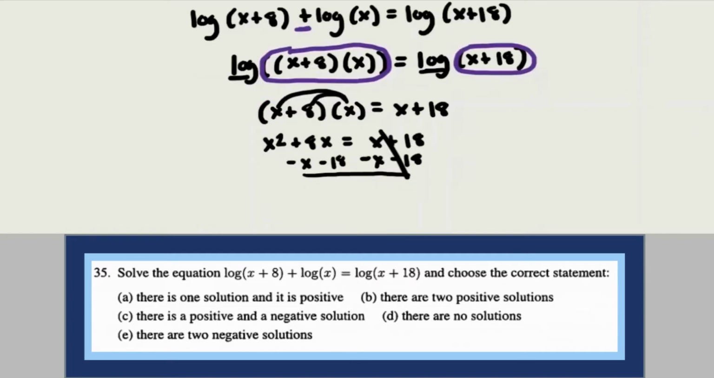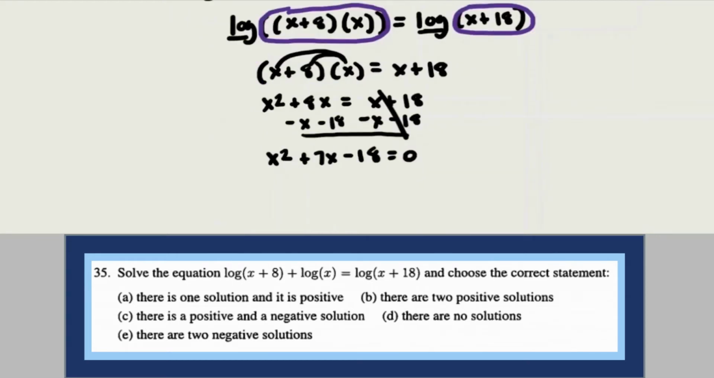And when I do that, we'll get x squared, 8x minus x is going to be plus 7x, and then we'll just have minus 18 equal to 0. And now we're just going to solve for x. So one thing we're going to do is because we have x squared plus 7x minus 18 equals 0, we're going to factor this because it's a trinomial.